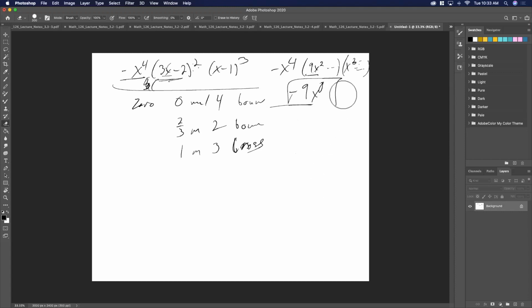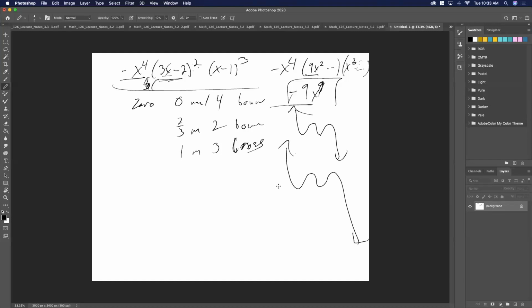If this is a 3 as it should be, this is 9 as it should be, and then my end behavior looks like this. So this is my behavior of the graph. Here I'm going to come in at 0, bounce, go into 2/3 and bounce, and hit 1 and go through. So this is at 0, this is at 2/3, and then at 1 we'll go through.